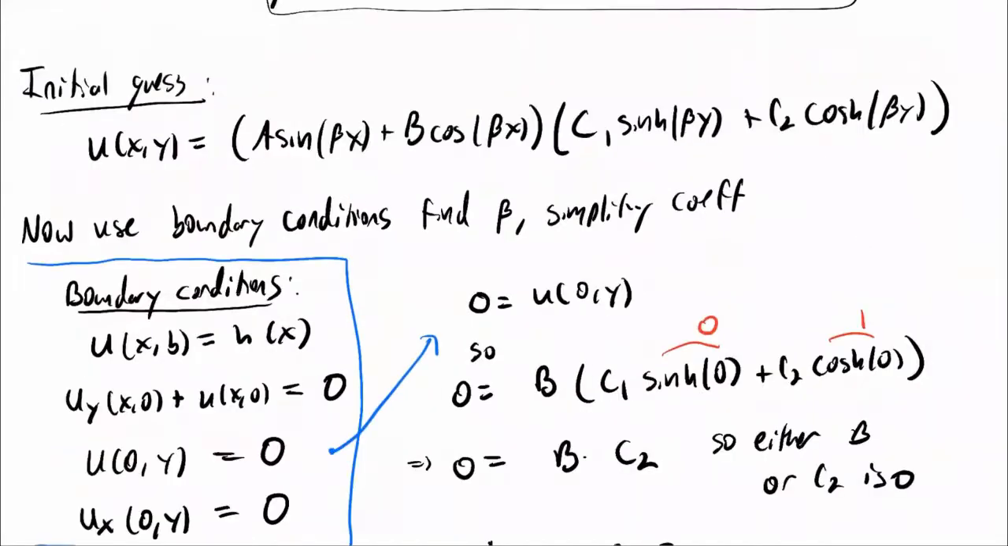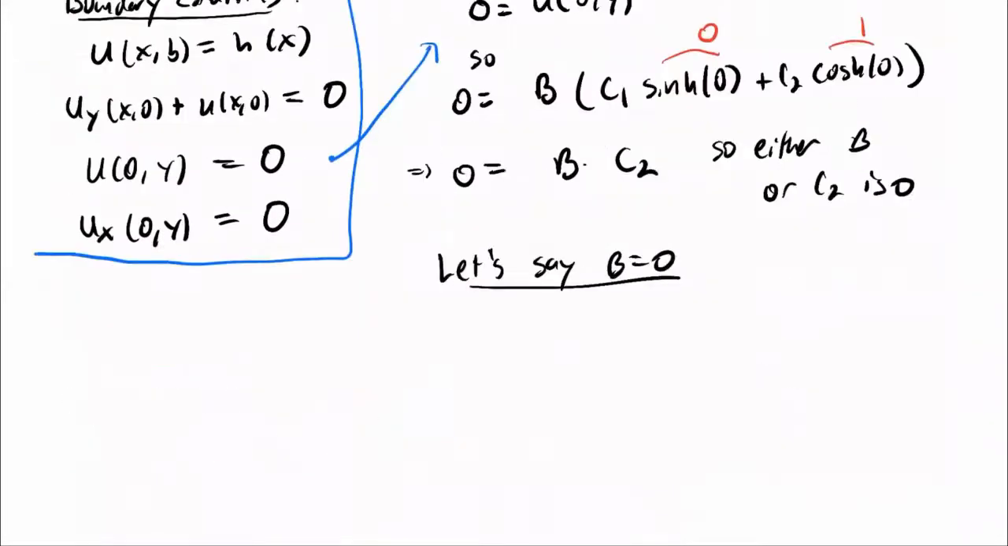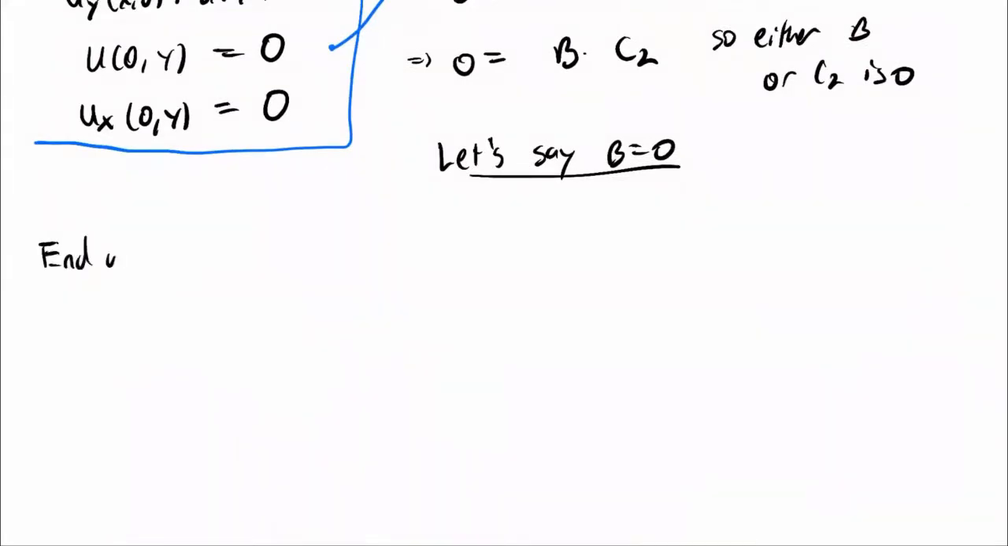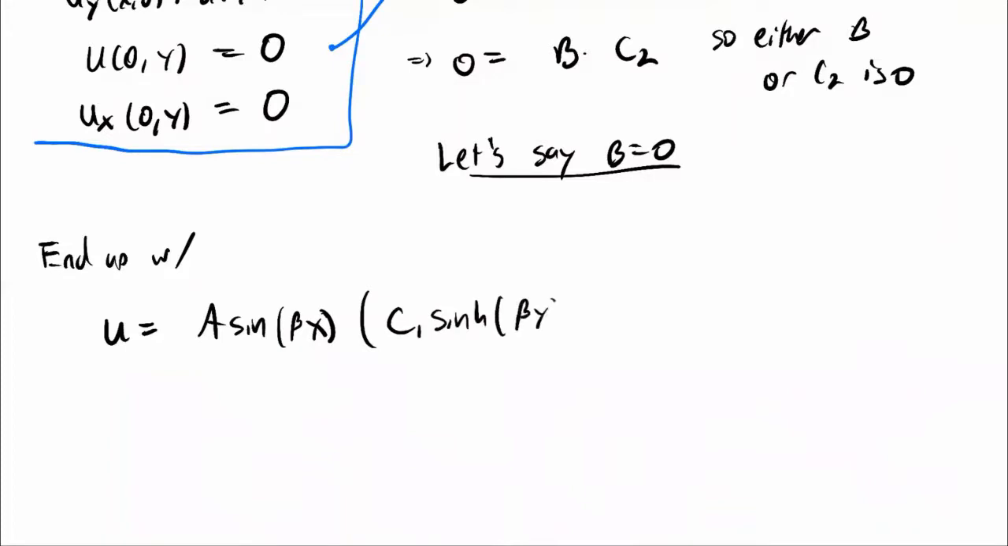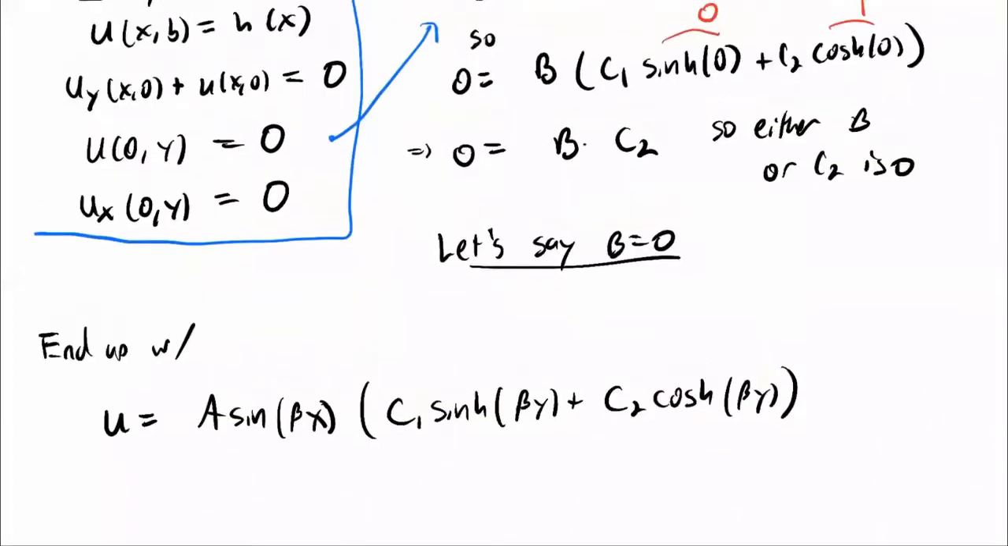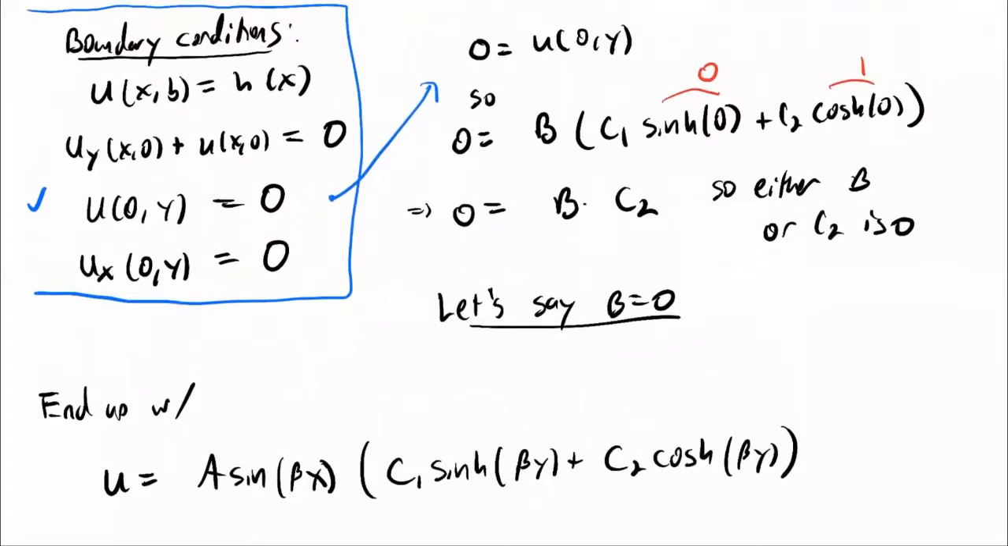And so that means that the cosine term here drops out, and so we end up with u given by a times sine of beta x, times c1 hyperbolic sine of beta y plus c2 hyperbolic cosine of beta y. This is our slightly simplified solution, and now we've used the first boundary condition corresponding to when x is equal to 0 on the bottom of the rectangle.